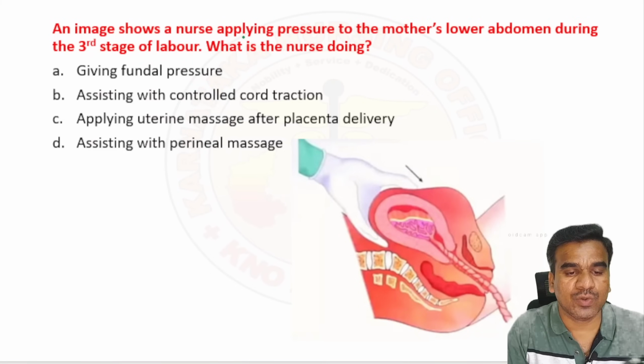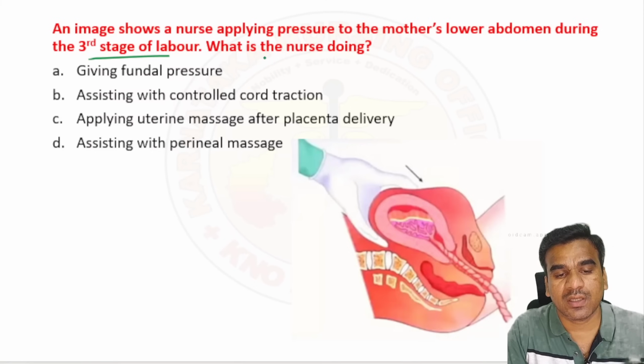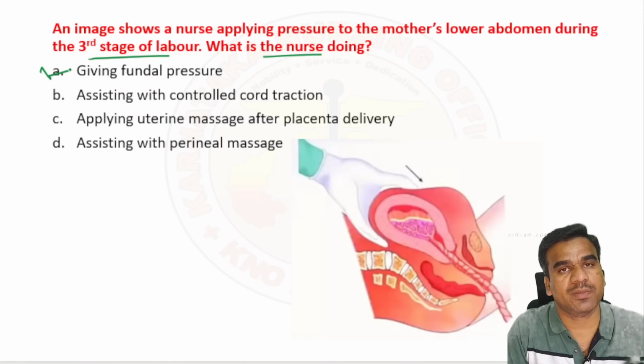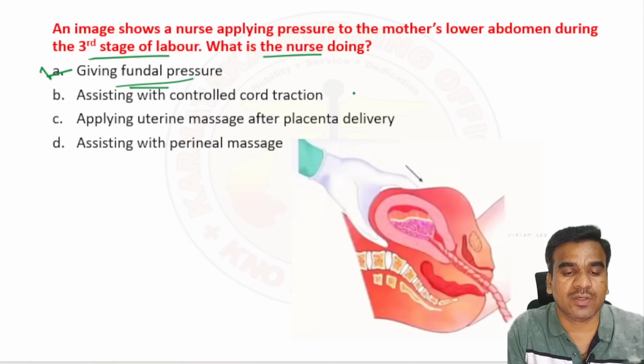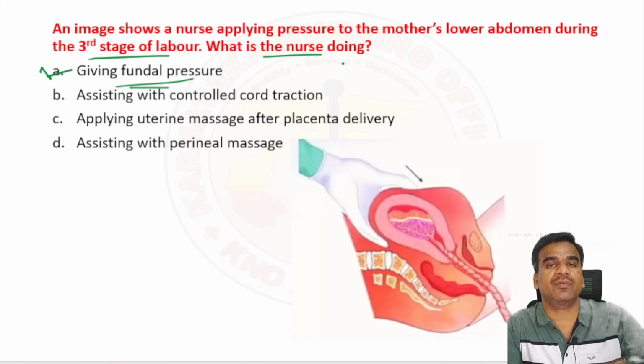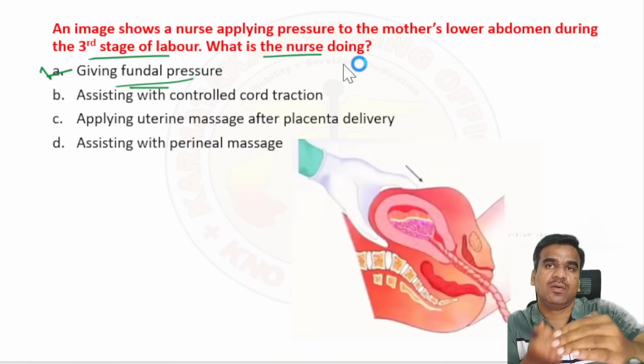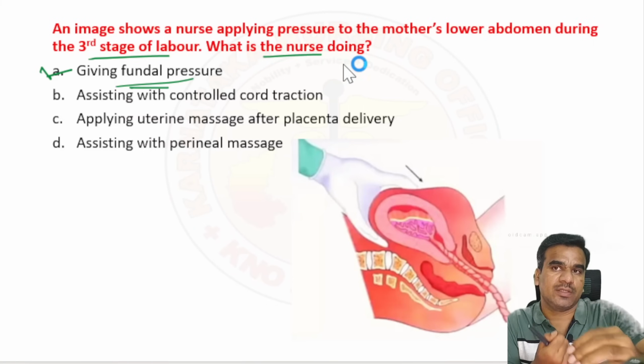An image shows a nurse applying pressure to the mother's lower abdomen during the first stage of labor. What is the nurse doing? The right answer is giving fundal pressure. Assisting with controlled cord traction is done with two hands. Controlled cord traction means we are giving pressure, and it is done like this.